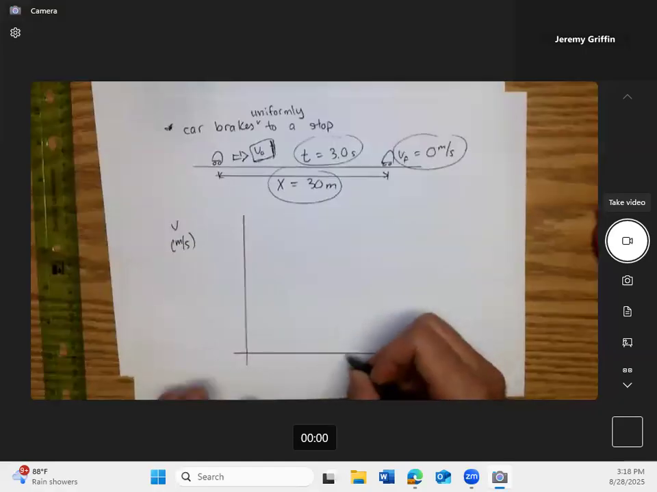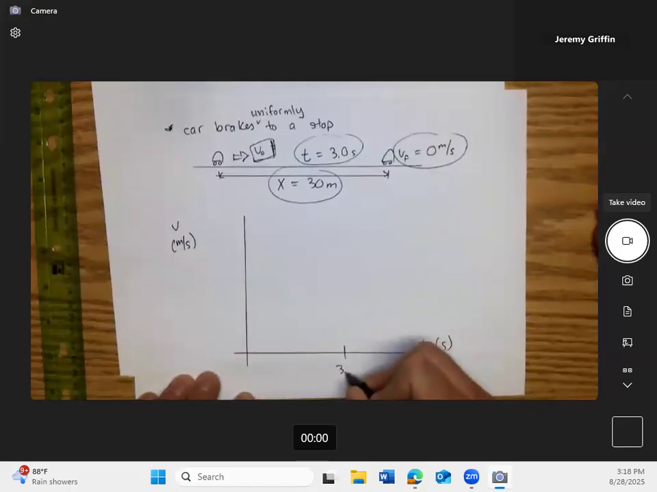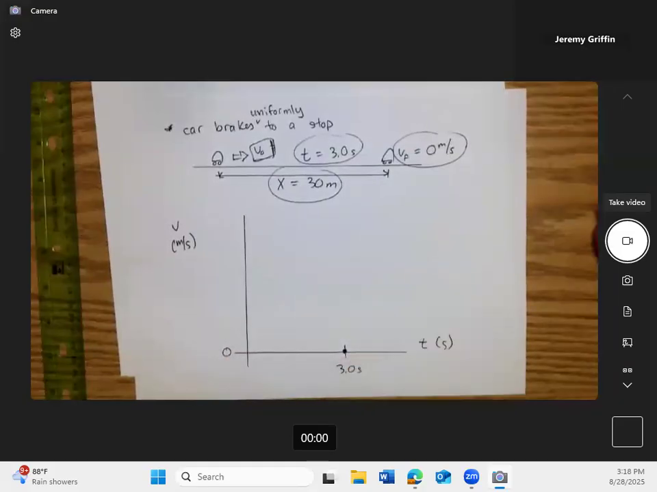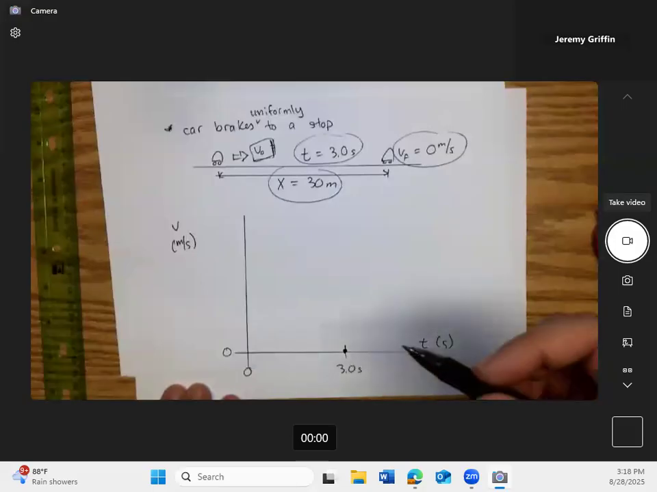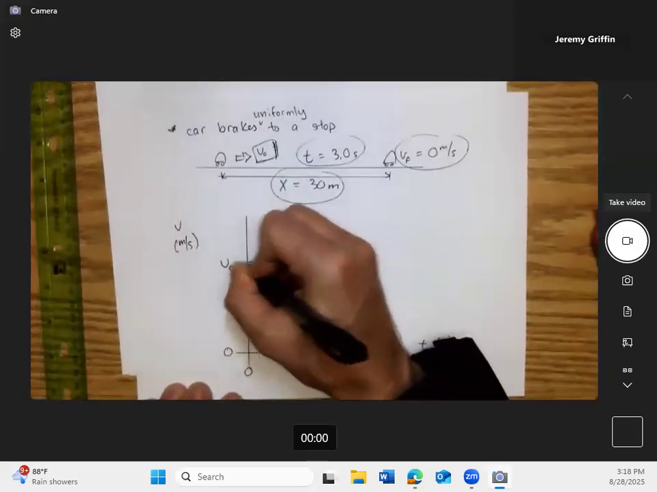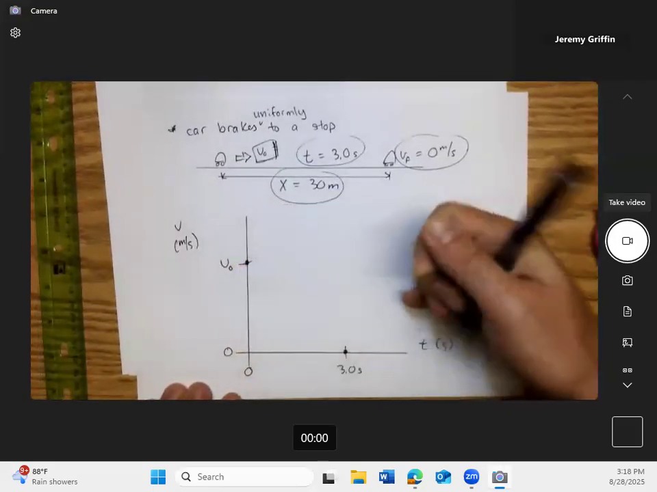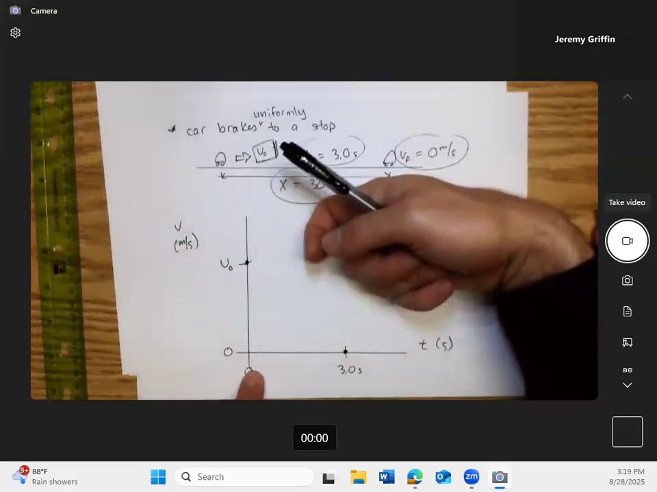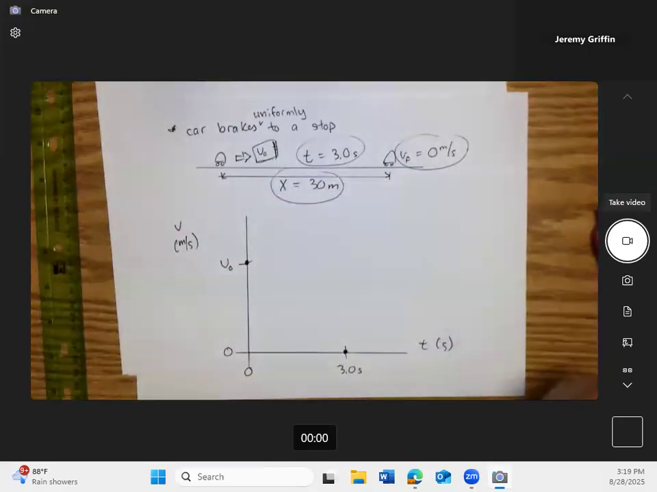I know after some time, how about 3.0 seconds, the car is sitting at 0 meters per second. I know that's a point right there, a point on the graph. And at time 0, when the driver just starts to apply the brakes, the car would have been in motion. So how can you represent that? Yeah, some initial velocity. There's a point right there. So now I know 2 points on the graph. The car was moving really fast at the beginning of the interval, then time moves forward and the car slows to a stop.